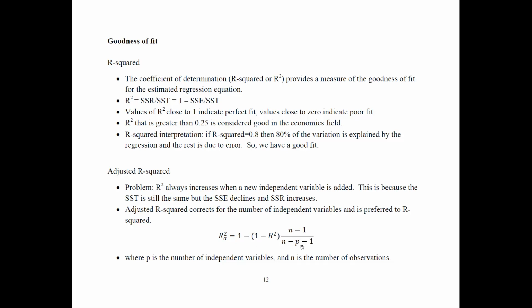As this p increases, we would have more and more penalty here, and the adjusted R squared would be going down and down. So we don't want to put too many independent variables in the model that would pull the adjusted R squared down. So there is a trade-off between the number of variables and the adjusted R-square.